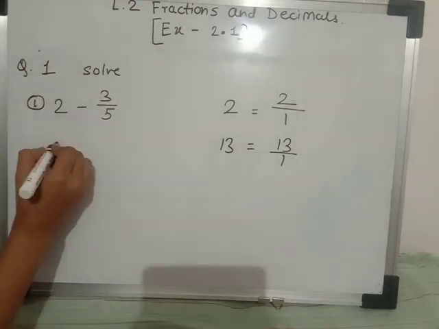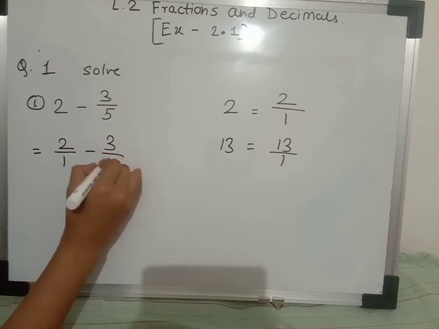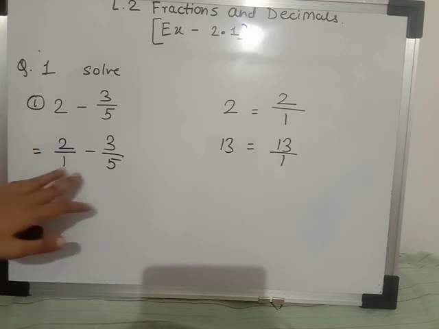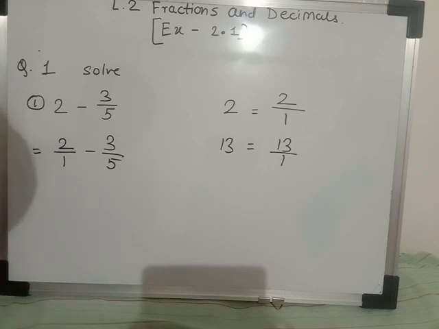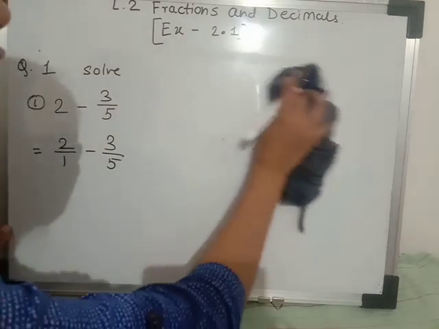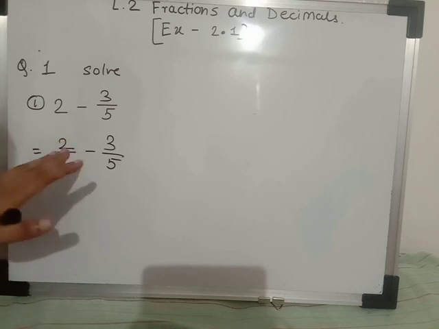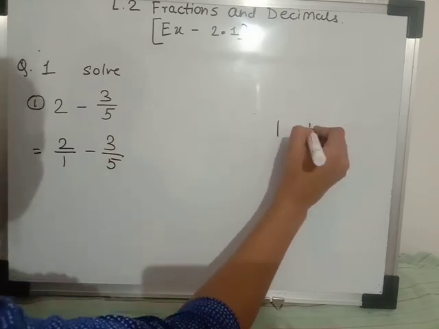Okay, so here I will write 2 upon 1 minus 3 upon 5. So we get the whole number in fraction form. Now before subtracting, our denominators should be equal, but here our denominators are not equal, so we have to find their LCM. LCM will help us make our denominators equal. So our denominators here are 1 and 5.